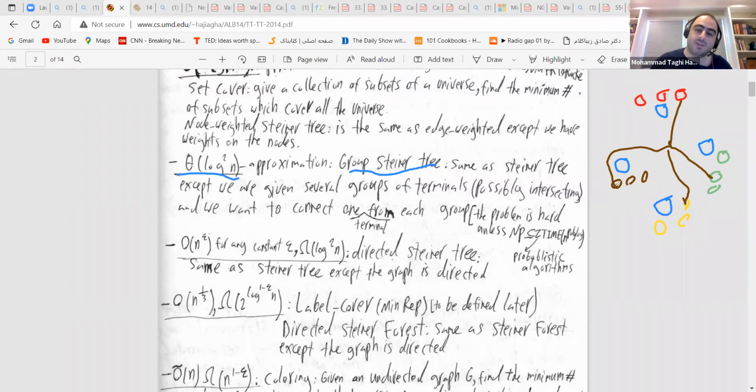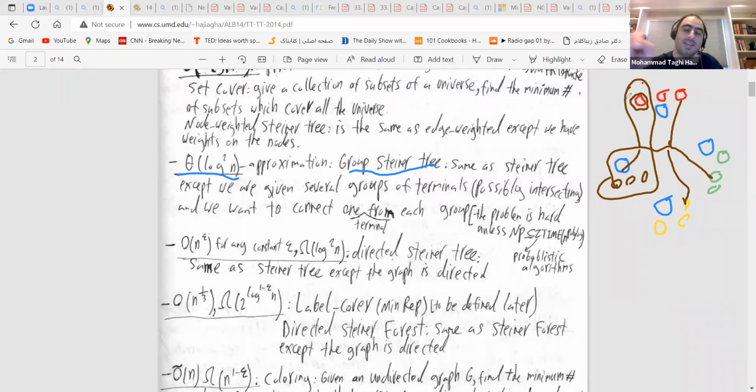Again, these are different groups that are given to me. They can possibly even intersect. So this vertex might also be this vertex of this. This might be another group essentially. So a set of groups are given, say, with different colors, and you want to find a set of edges.